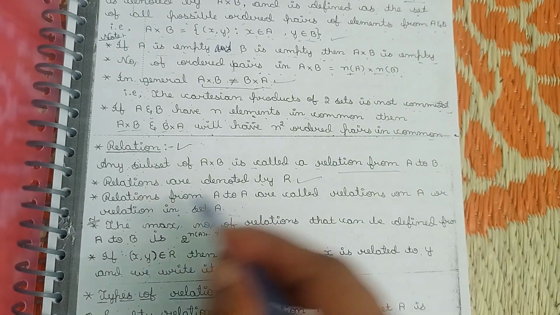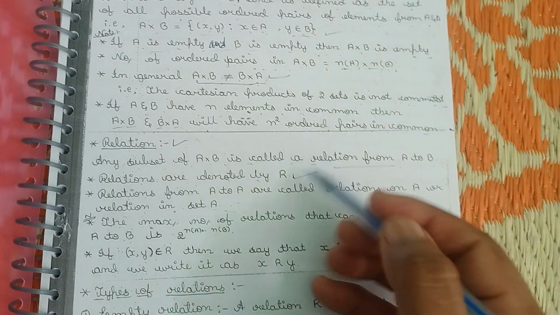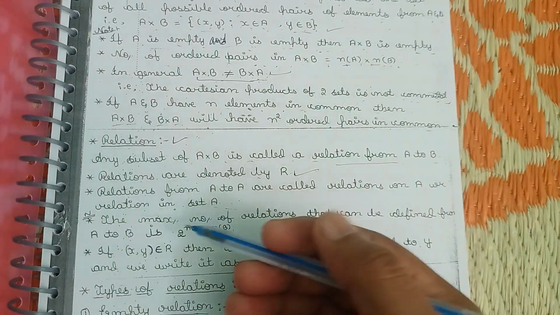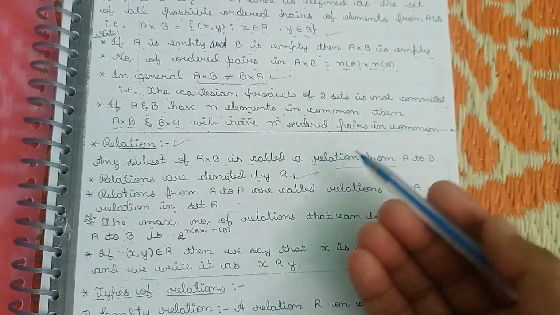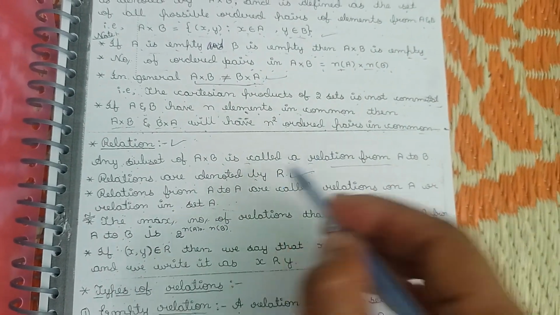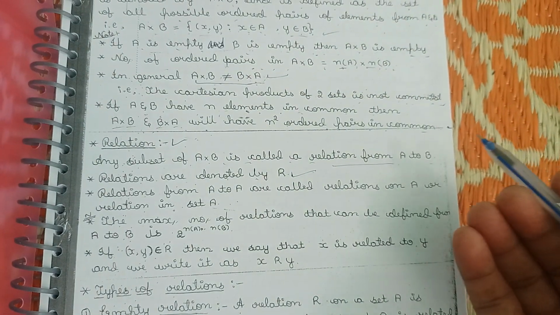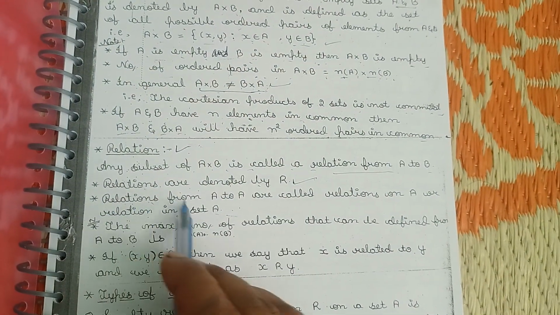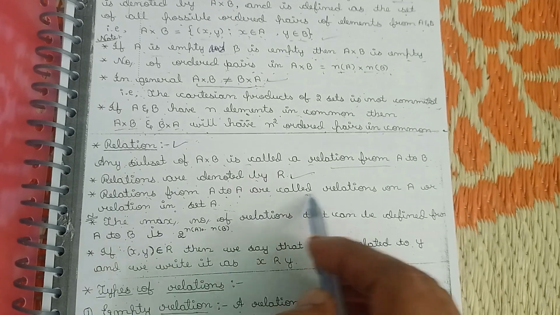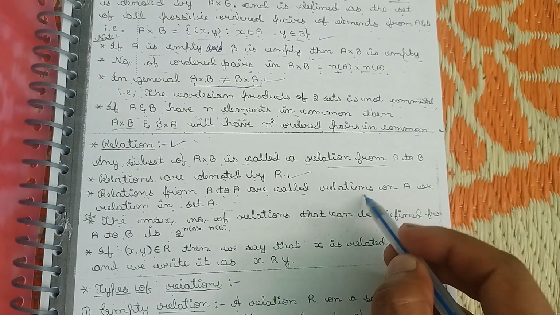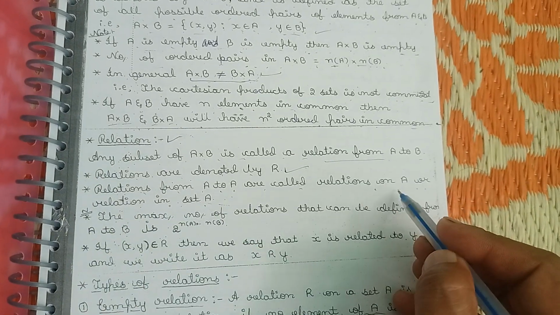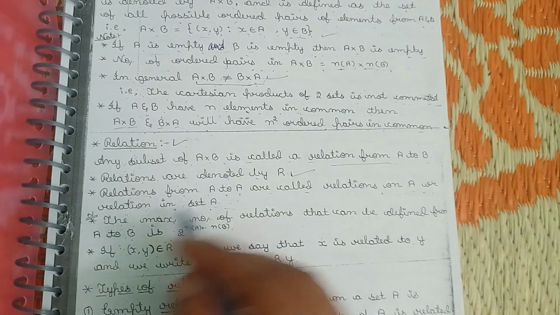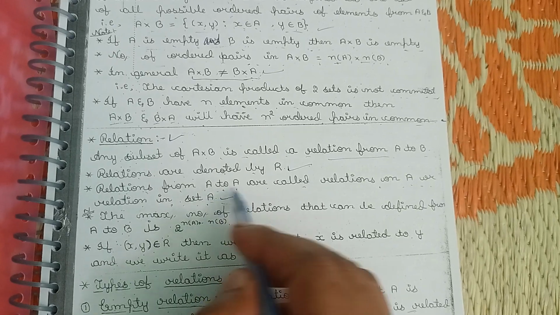R is not fixed. You can represent a relation with other capital letters also, like A, B, C, D. Relations from A to A are called relations on set A, or relations in set A.